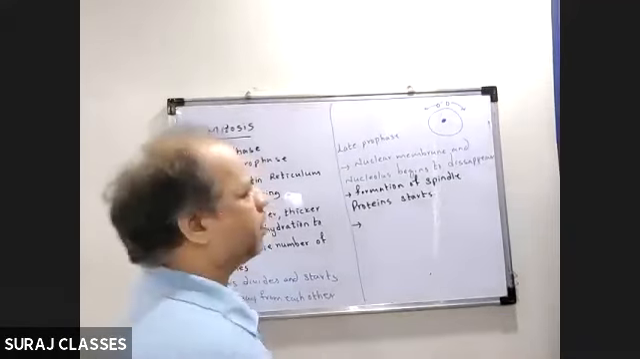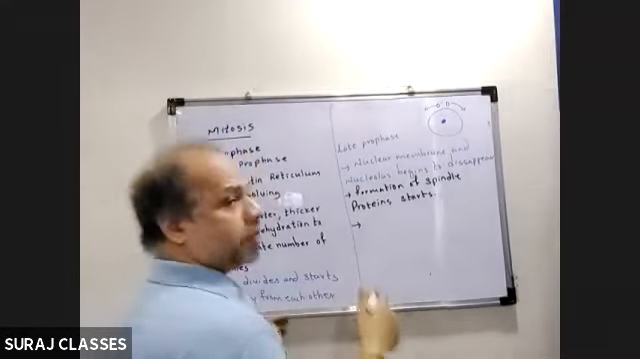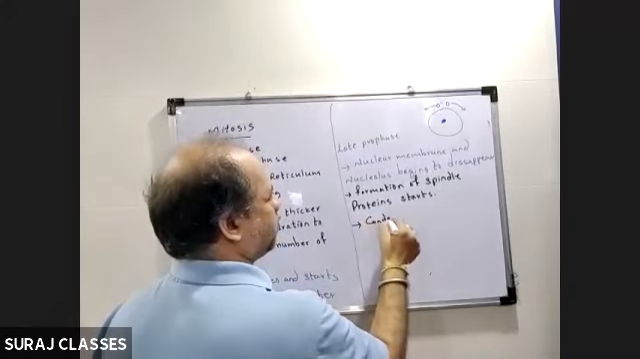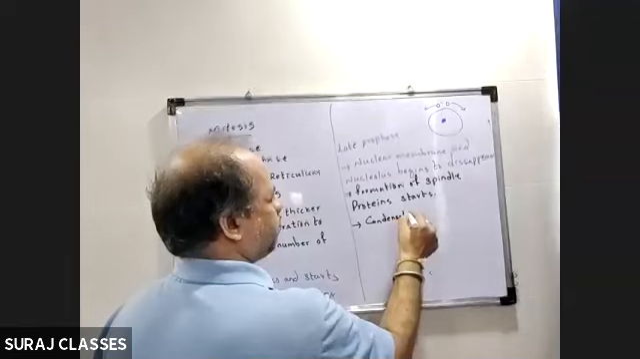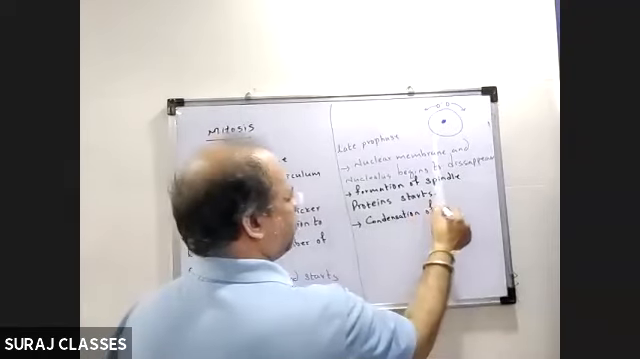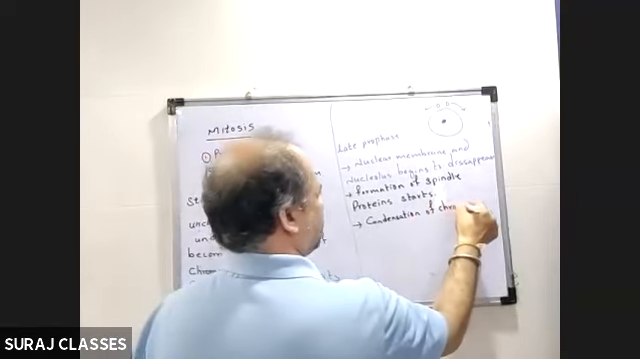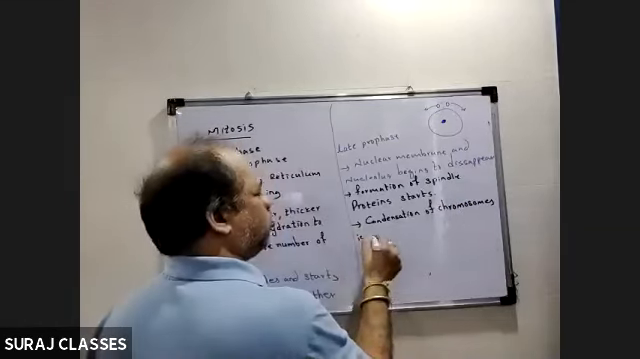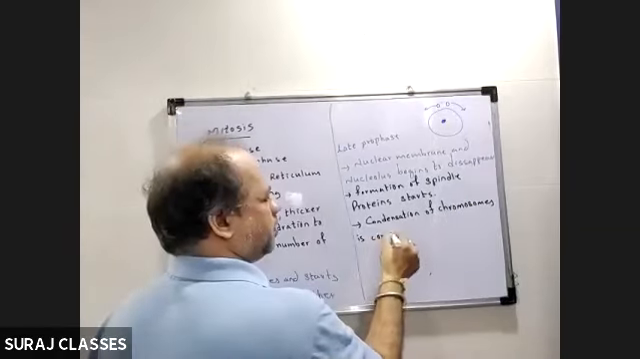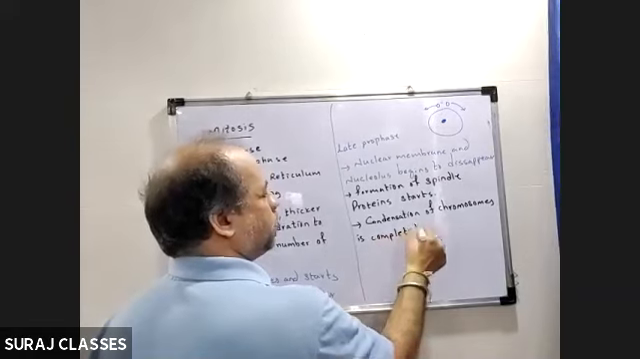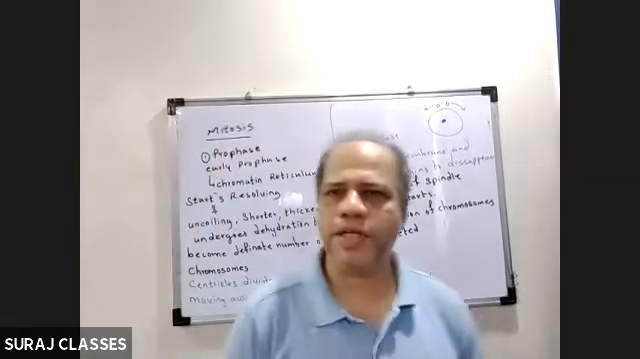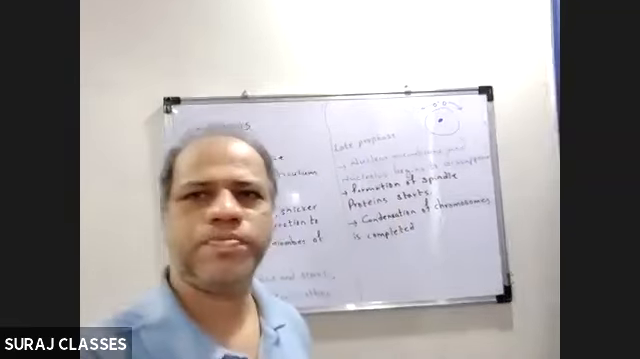The condensation of chromosomes is completed. I told you what condensation is: the chromosomes become shorter, thicker, and become a definite number of chromosomes.